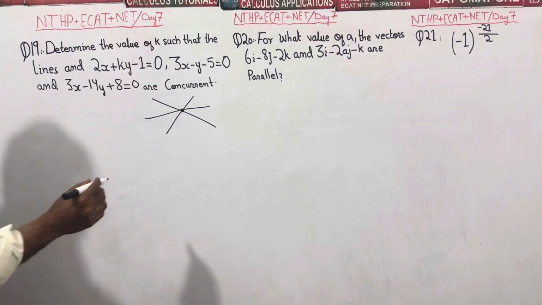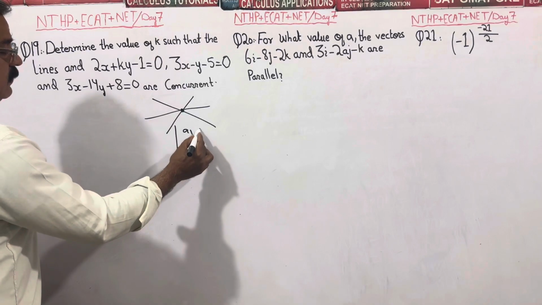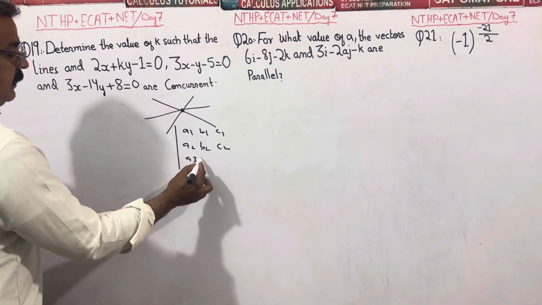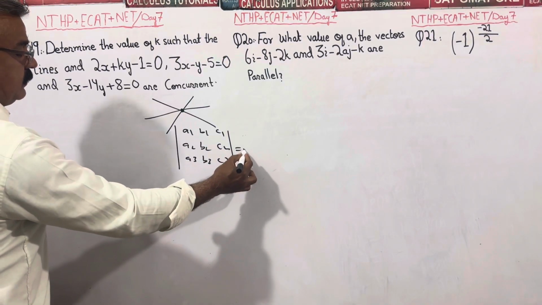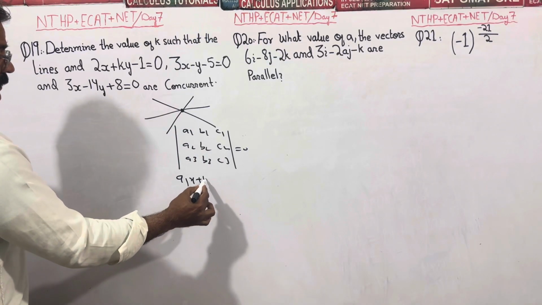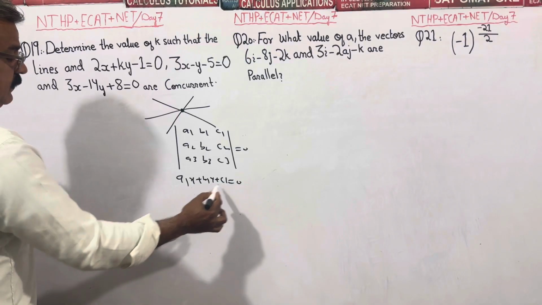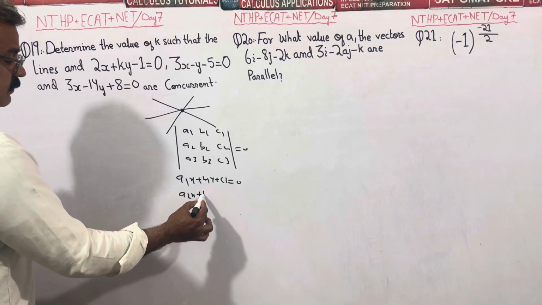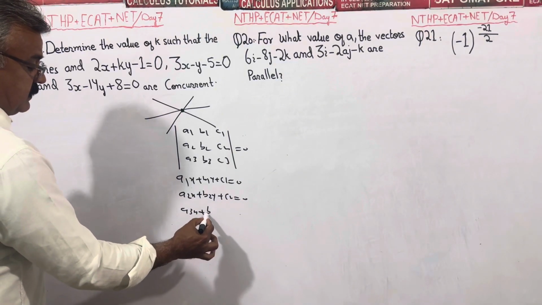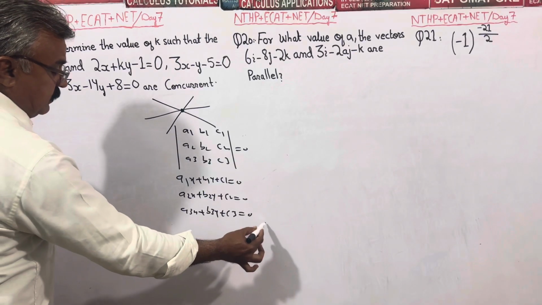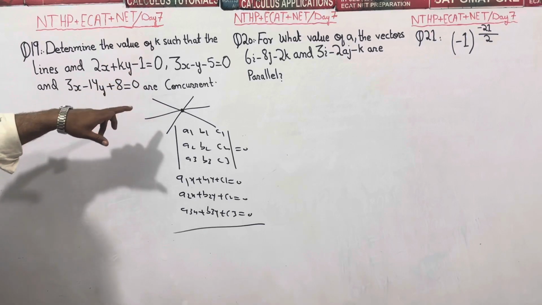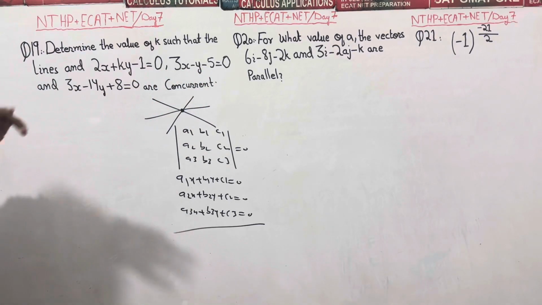By the orthodox method, the condition is given by the determinant of A1, B1, C1, A2, B2, C2, A3, B3, C3 equal to 0, where the first equation is A1x plus B1y plus C1 equals 0, the second is A2x plus B2y plus C2 equals 0, and the third is A3x plus B3y plus C3 equals 0. We have to put in those values.